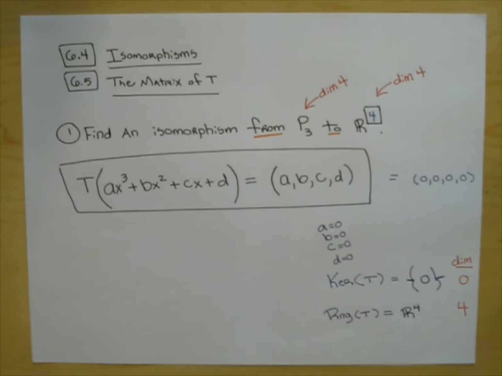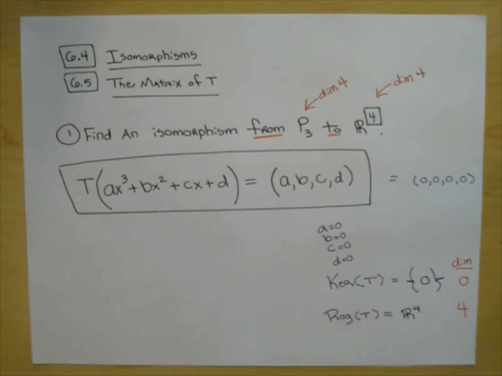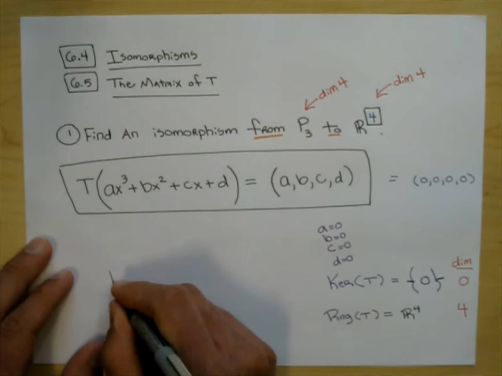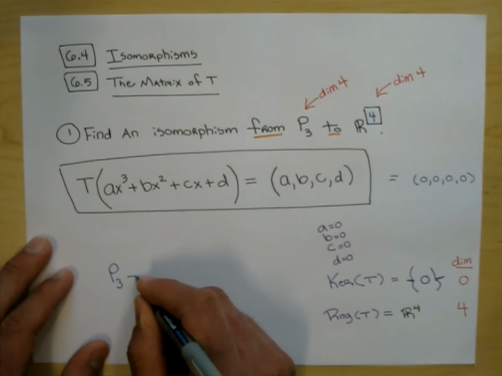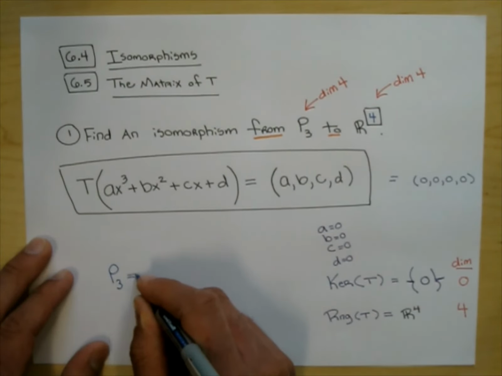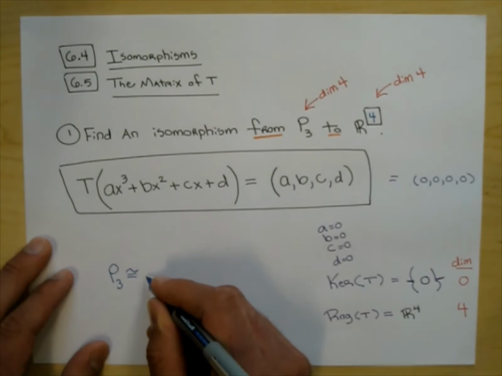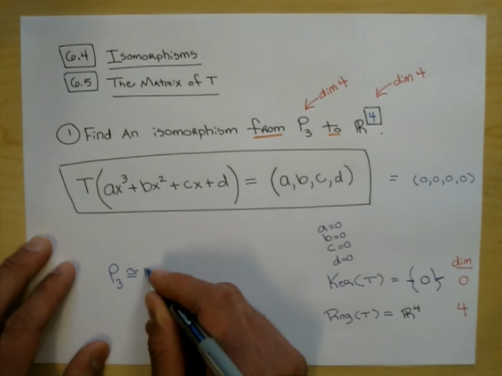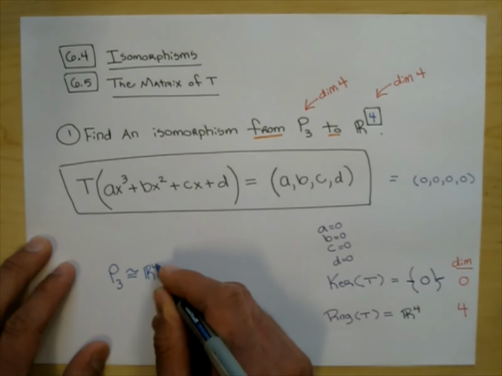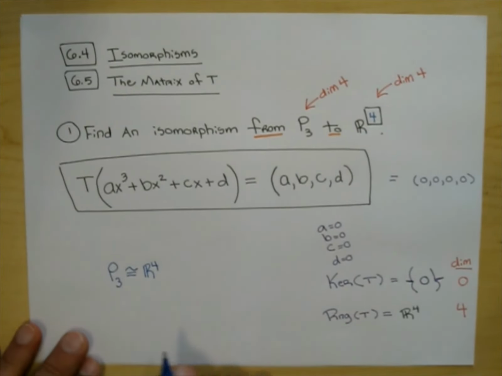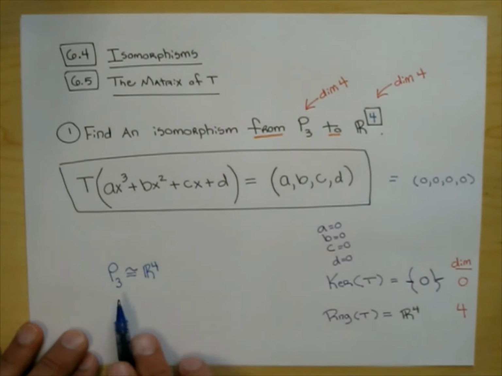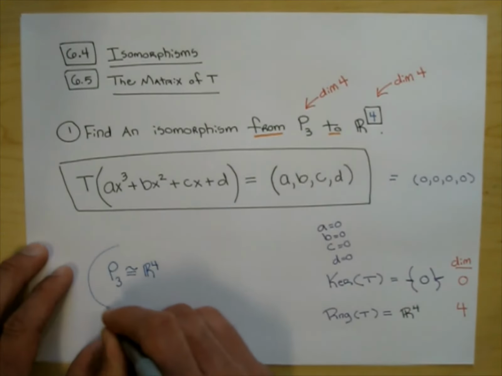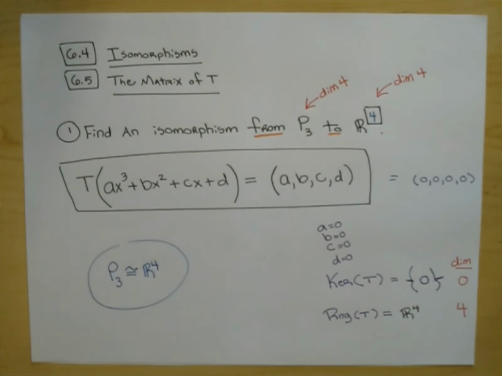Now, one other thing that we want to do for this problem, so we're done with this problem, but we want to use our new notation. We can say that P3 is isomorphic to R4. So if you can set up an isomorphism between 2 vector spaces, then those vector spaces are isomorphic. Now, what does this really mean?